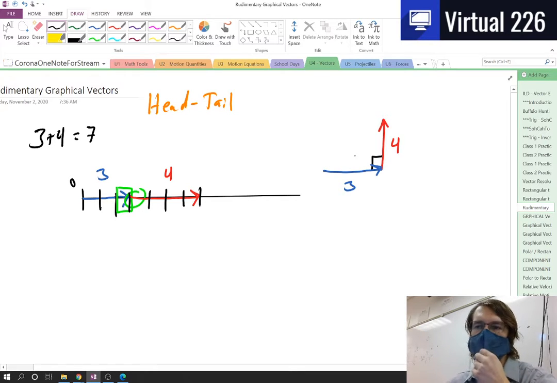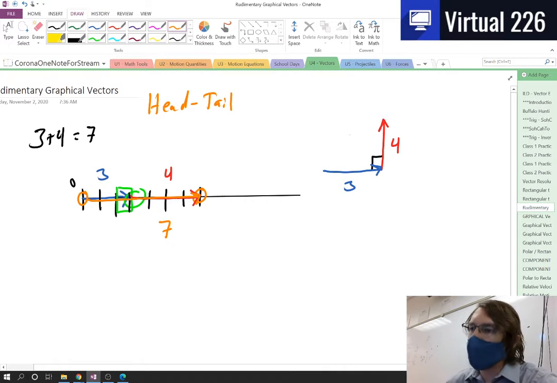Well, when you add vectors together, they equate to something known as the resultant vector. It is the result, okay? We think about that as going from the start of the vectors added to the end of the vectors added. I like to say start to finish. And if we look at our original 3 plus 4, start to finish gives me 7.